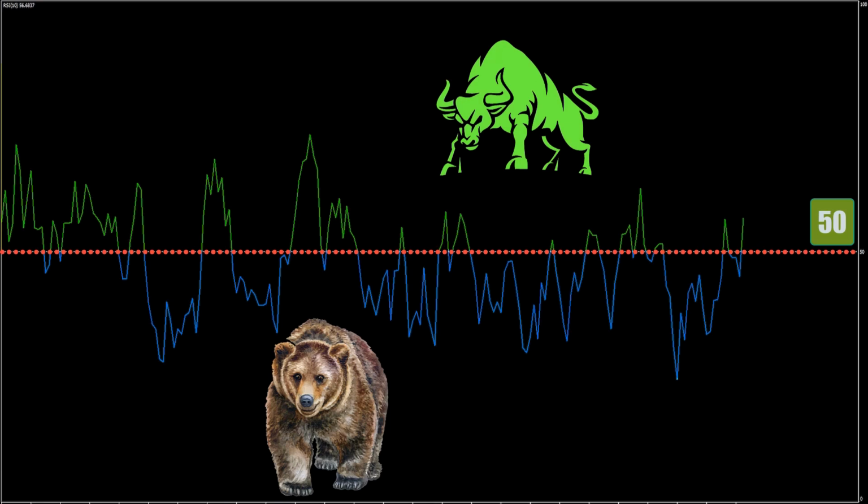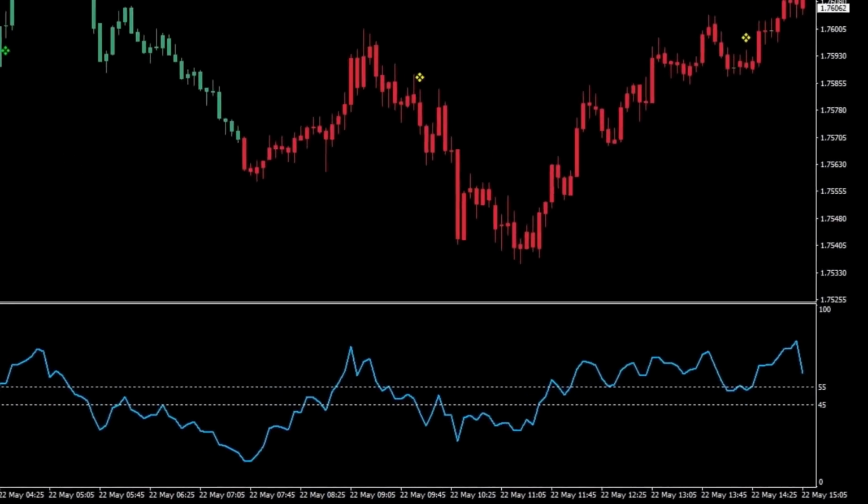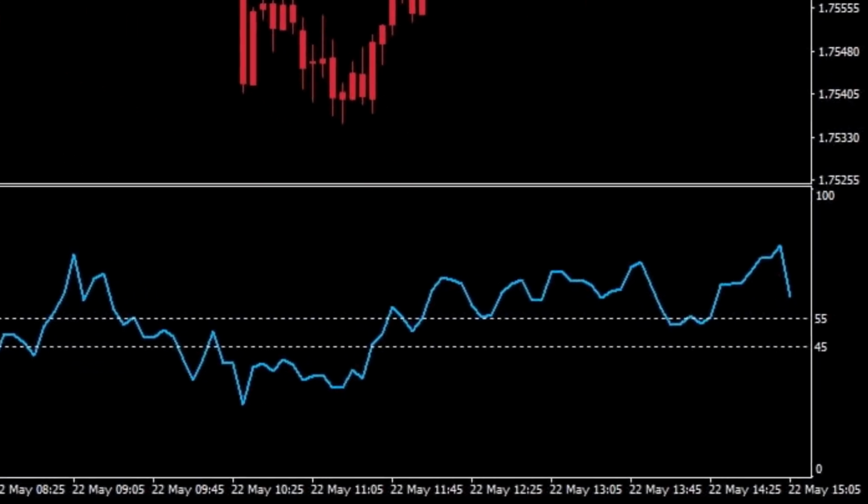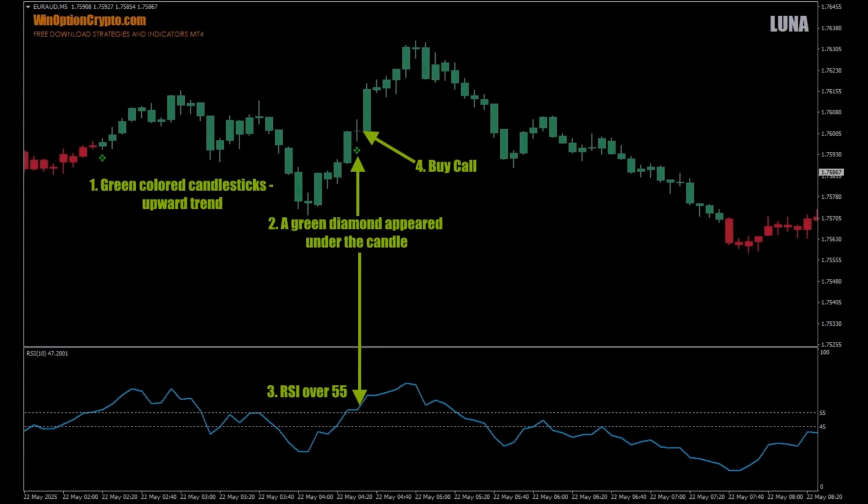However, it is important to understand that level 50 is an average value. It is better to select individual threshold levels for each asset. In our testing, for example, levels 55 and 45 showed good results. We bought call options only when the signal from the Luna strategy coincided with the RSI above 55, and put options when the indicator value dropped below 45. This approach helped to filter out weak signals and allowed us to focus on really strong points of the move.